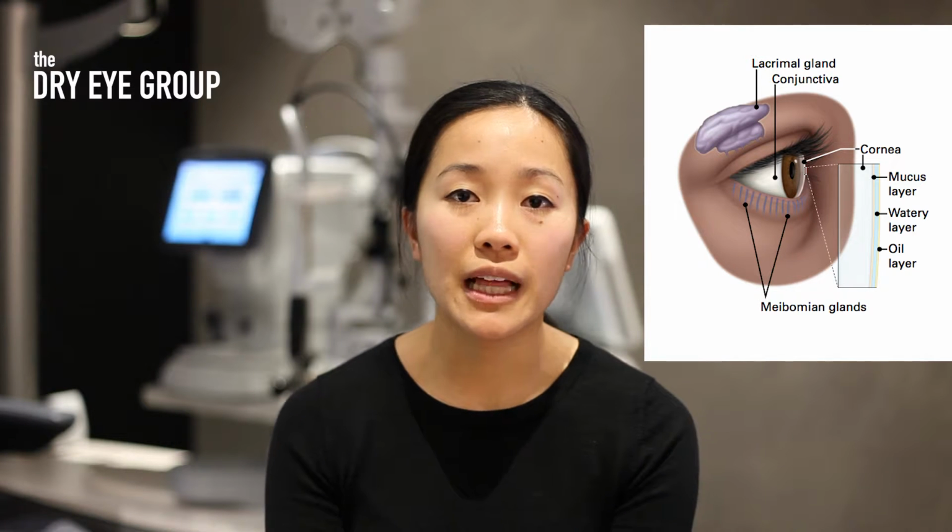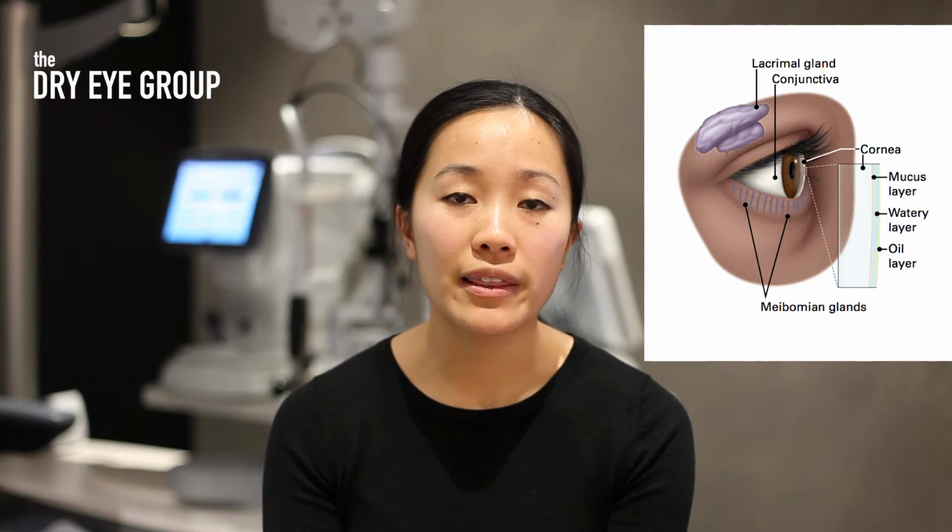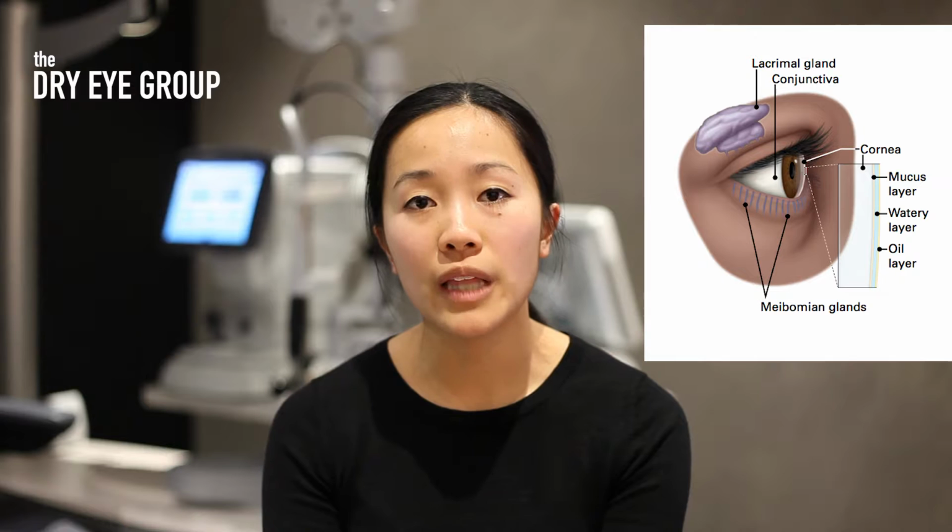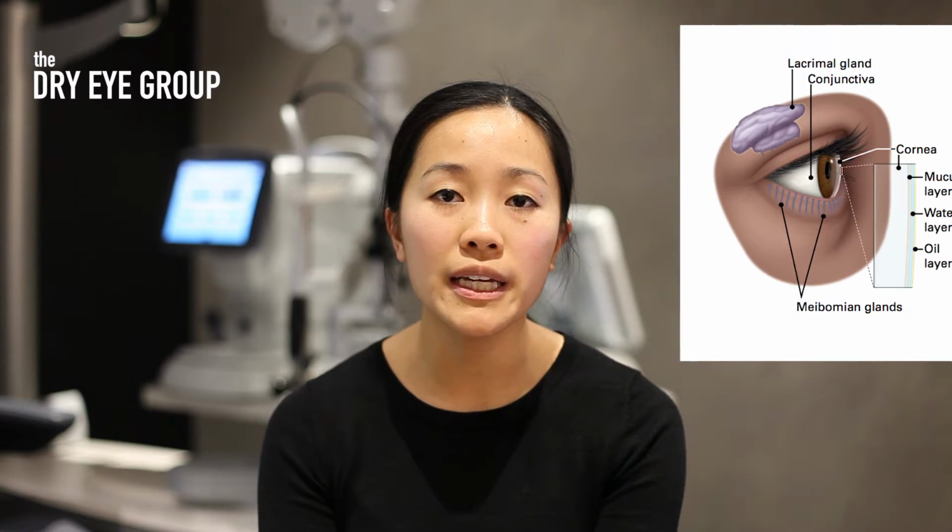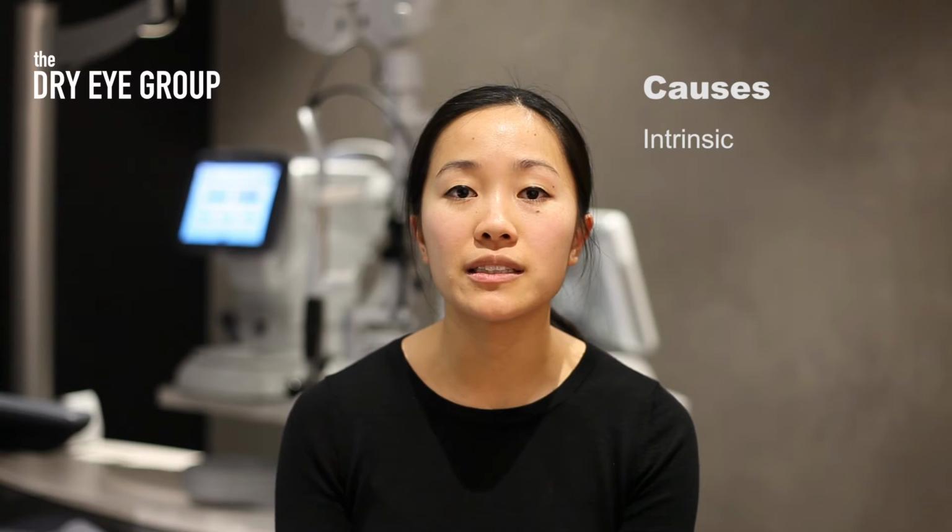Over time, these glands can undergo changes so that the type and the amount of oil that flows onto the front surface of the eye is then altered, which then contributes also to dry eye disease or dry eye symptoms. Some people, or most people, will end up having a combination of these two types of dry eye, and in your dry eye assessment at the Dry Eye Group, we'll look at these two different types to pinpoint what's the cause of your symptoms.